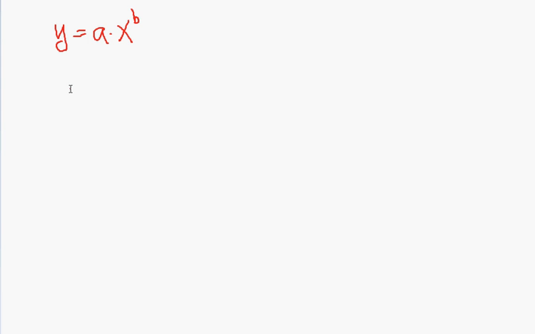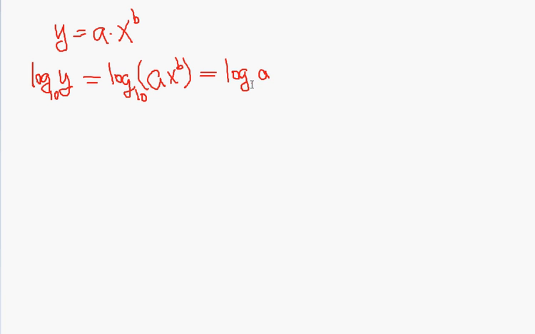So to get a linear equation, what we will do is take the log base 10 of both sides. We could take natural log of both sides, basically just the logarithm of both sides. So that's equal to the logarithm of a times x to the b, base 10. And then using the laws of logarithms, that's equal to the logarithm of a base 10 plus b times the logarithm of x base 10.